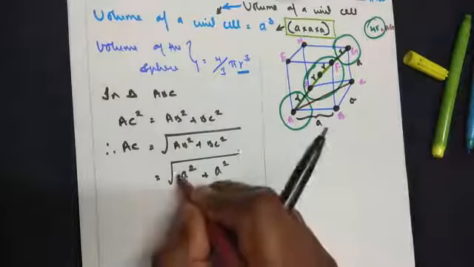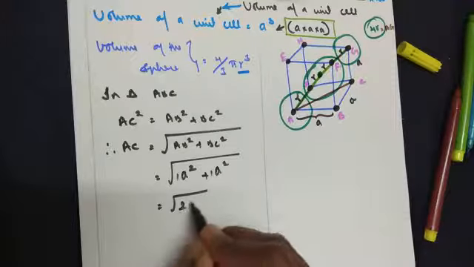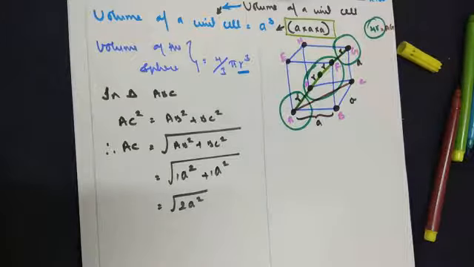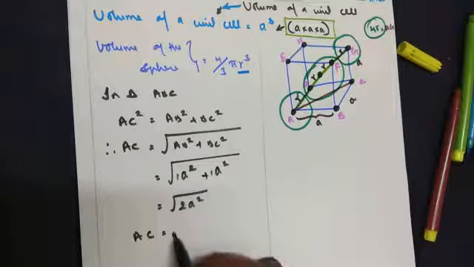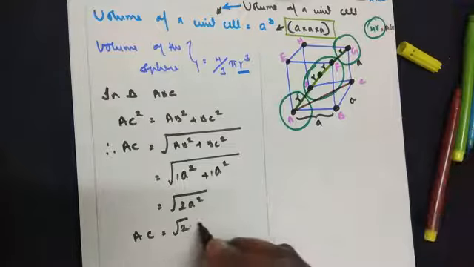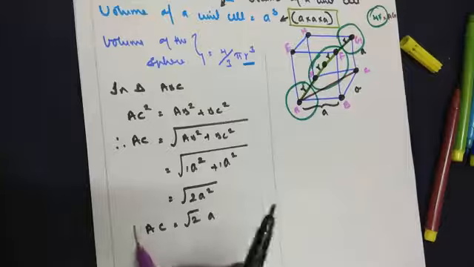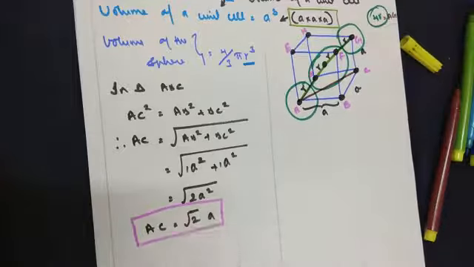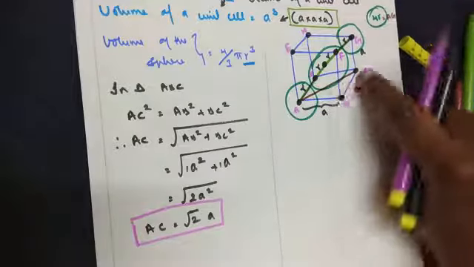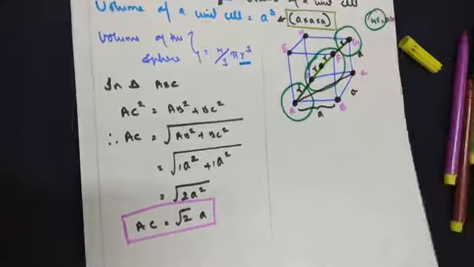Now, we imagine 1 here and 1 here. So together they sum up to AC square is equal to 2A square. Taking the square root of it, AC is equal to square root 2, which remains as it is, and the square root of A square is A. So we have got the value of AC is equal to square root 2 A. So that's the value of this hypotenuse, square root 2 A. Now, the sum is not over.